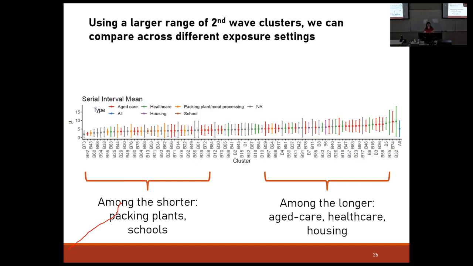So I would like to look at this on an even bigger scale ideally, but it's kind of hard to get data. But yeah, I guess it's some early signs that there's differentiation in serial interval in different settings.